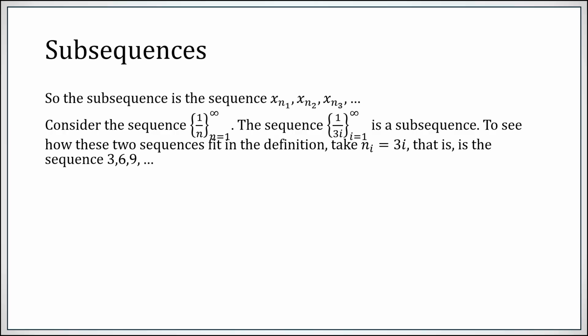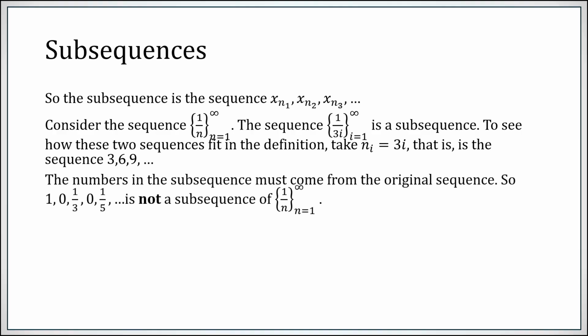Consider 1 over n, so 1, 1/2, 1/3, 1/4, etc. 1 over 3i is a subsequence. Take, for example, n sub i equals 3i, so 3 times 1, 3 times 2, 3 times 3. These are natural numbers, and they are getting bigger. So 1 over n sub i forms a subsequence. So you would have 1 over 3, 1 over 6, 1 over 9, 1 over 12. Those are terms from this sequence in the order they would have appeared in that sequence.